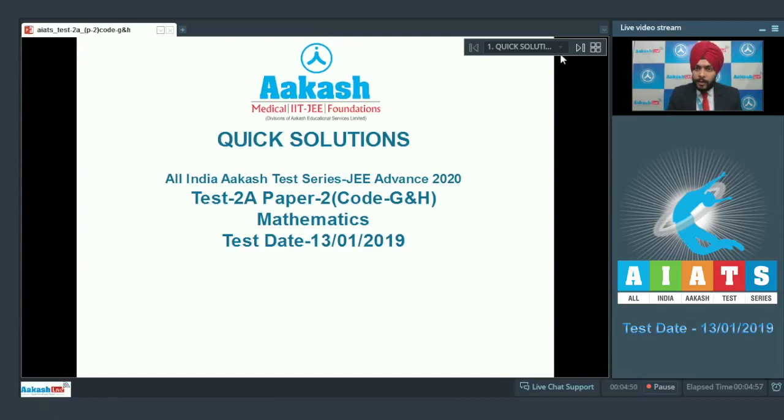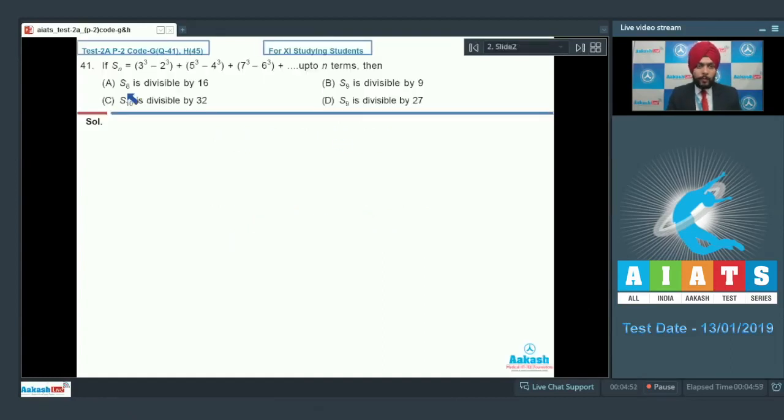Let us begin the solution discussion with question number 41, which is based on sequence and series. It says that Sn is equal to 3 cube minus 2 cube, that is the first term, 5 cube minus 4 cube, second term, 7 cube minus 6 cube, and so on till up to n terms. Then the question is asking: S8 is divisible by 16, S9 is divisible by 9, and so on for C and D options. So students, let us write down the general term of this series.